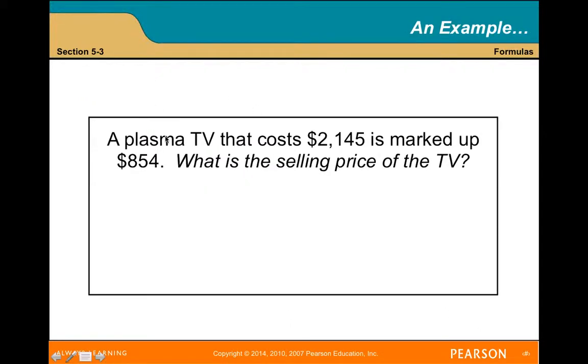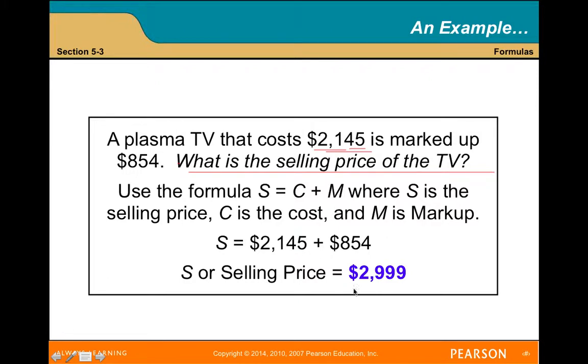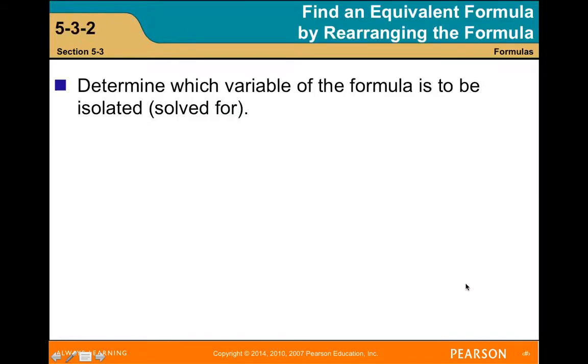As an example, a plasma TV that costs $2,145, which, not anymore, now they're a lot cheaper, is marked up $854. What is the selling price of the TV? Use the formula S equals C plus M, where S is the selling price, C is the cost, and M is the markup. So S is your answer, which is going to equal 2,145 plus 854. S, or selling price, equals 2,999.